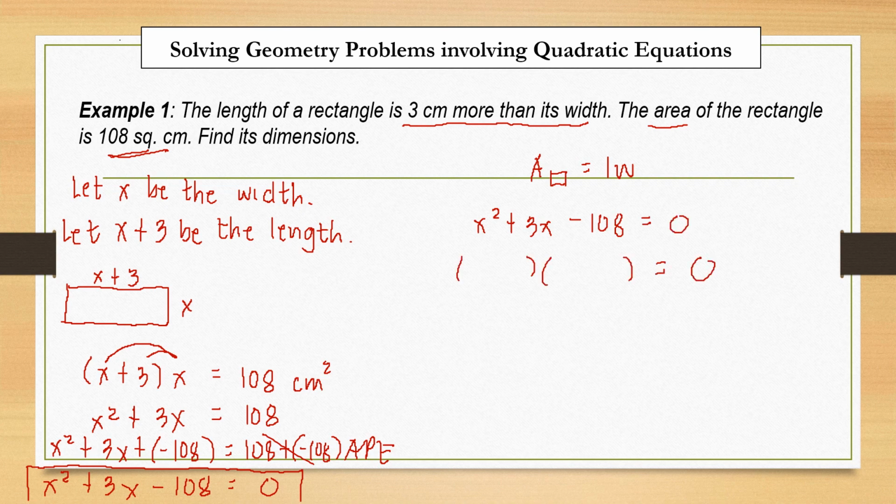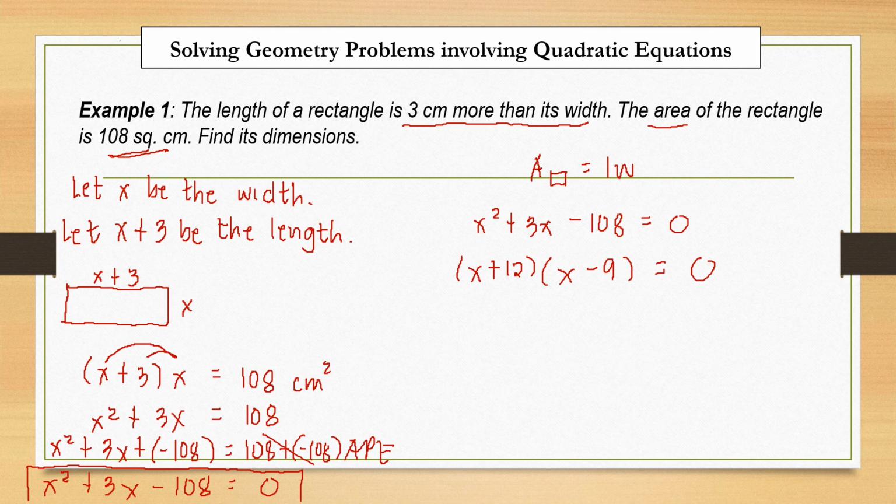Okay, so we have x and x. Now what are the factors of negative 108, which will give us positive 3 when added or subtracted? That would be positive 12 and negative 9. Because positive 12 times negative 9 is negative 108. And positive 12 minus 9 is positive 3.